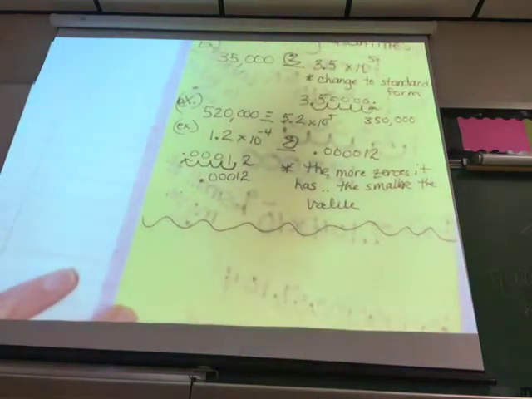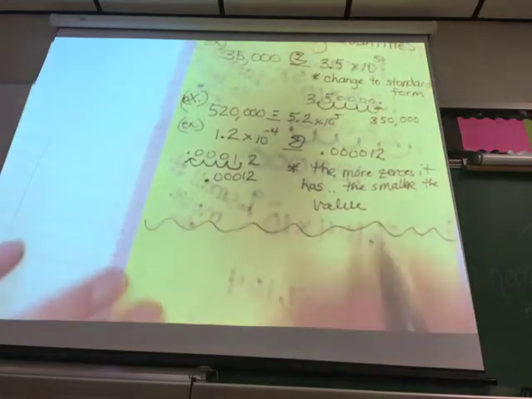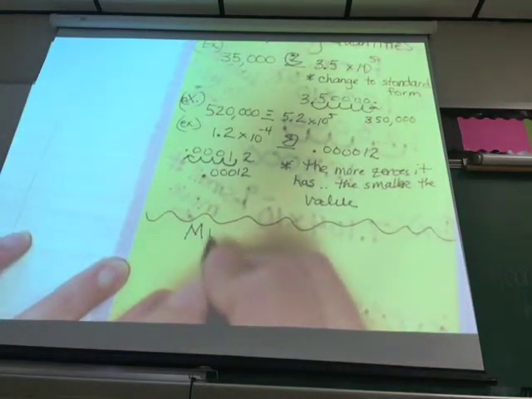Multiplying and dividing. Toby, will you close our door for us? Thank you. Multiplying and dividing.